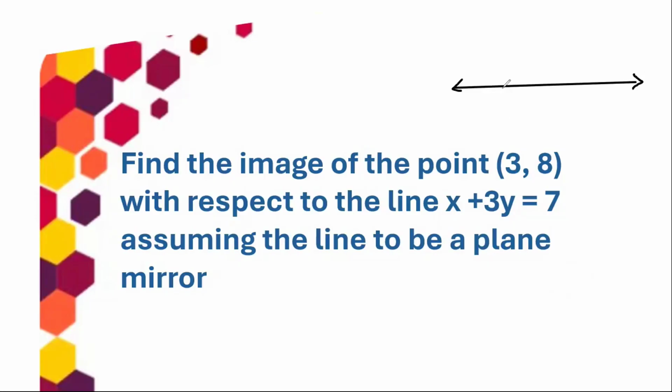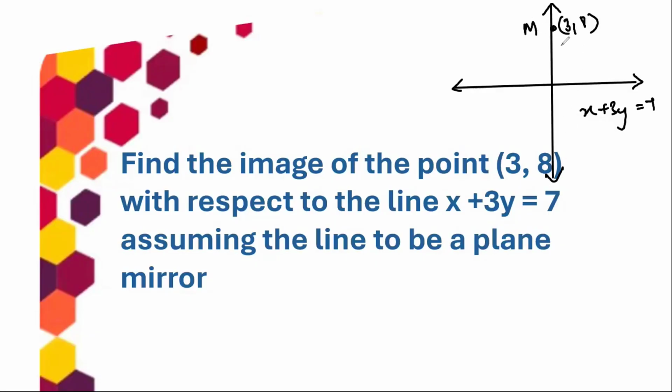This is a line which acts as a plane mirror, and the equation of this line is x + 3y = 7. Now there is a point (3, 8) with respect to the line. Let's say they both are perpendicular. So this is the point that we have, (3, 8). Let's take this point as M.